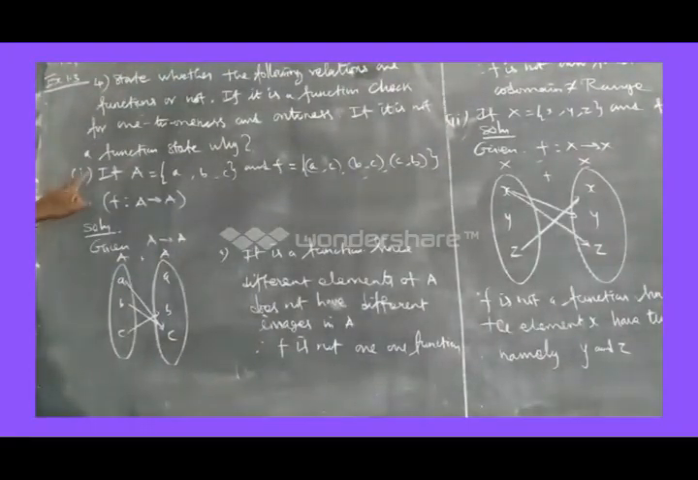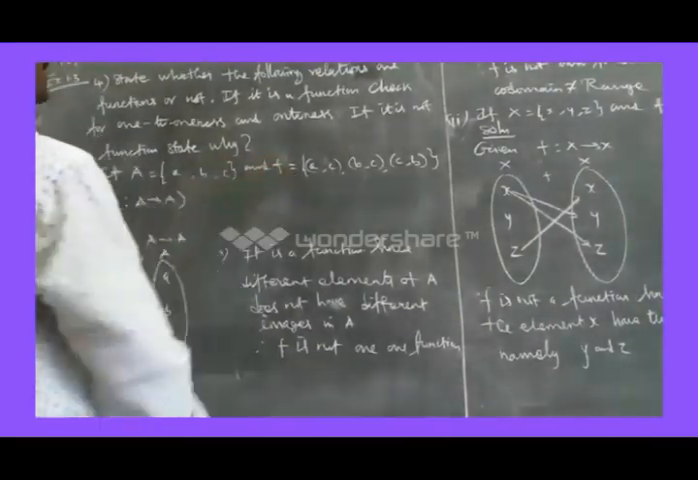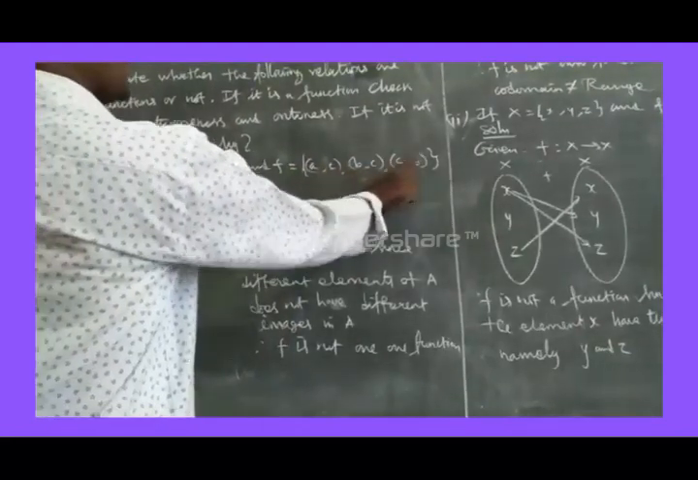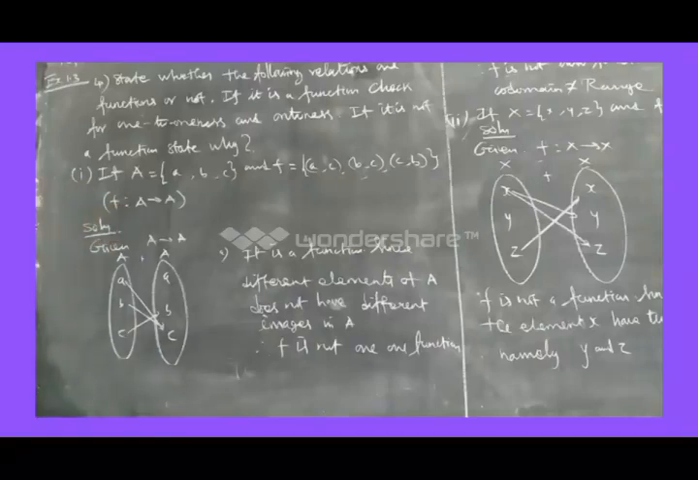So first one: A equal to the set {a, b, c}. So A has 3 elements, and the function f equal to the set {(a, c), (b, c), (c, b)}, with f from A to A. So is this statement a relation or a function?